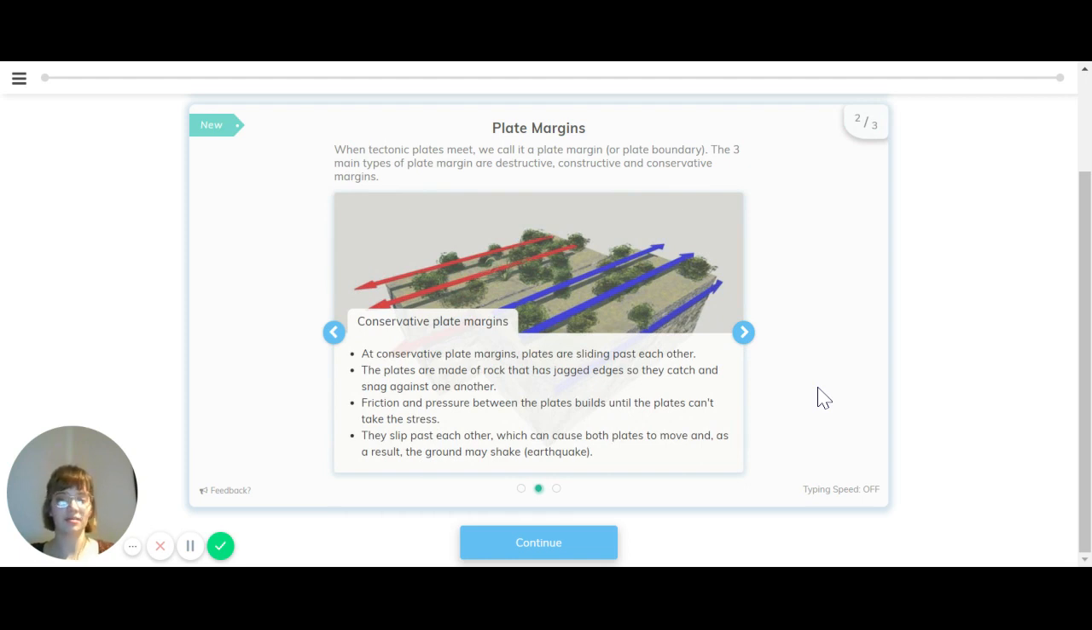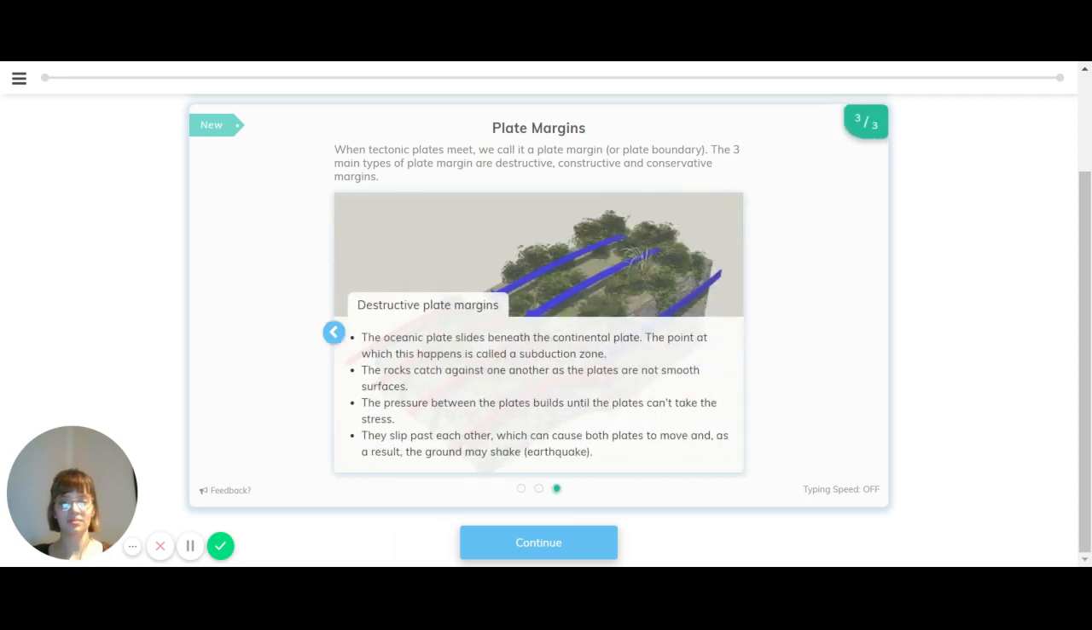Now let's look at conservative plate margins. At conservative plate margins, the plates are sliding past each other. And these plates are made out of rock with jagged edges, and they catch and can snag against one another. This friction and pressure between these plates then builds up until the plates can't take the stress, which then means they slip past each other, causing both plates to move. But then this can also cause the ground to shake, which causes an earthquake.